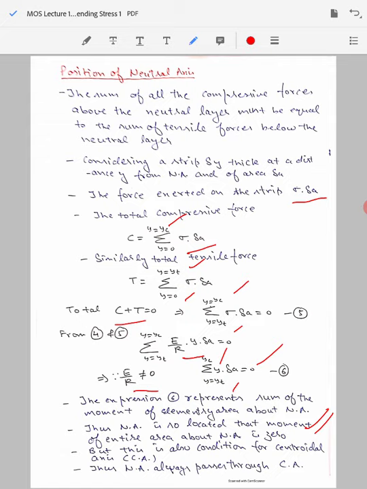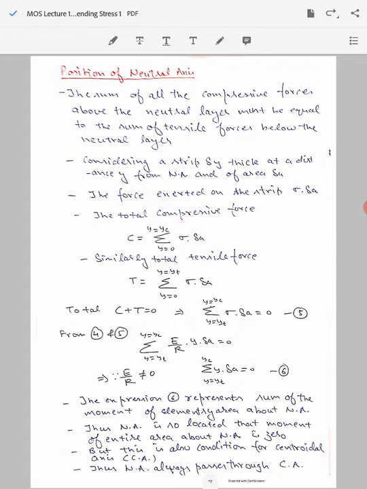But we also know this expression. This is the expression for locating the centroidal axis. So about the centroidal axis also, the sum of the moments of the area is 0. Therefore we can say that the neutral axis of a beam will always pass through the centroidal axis. This is what we identify about the position of the neutral axis: it will always pass through the centroidal axis. This is what we have just proved here.